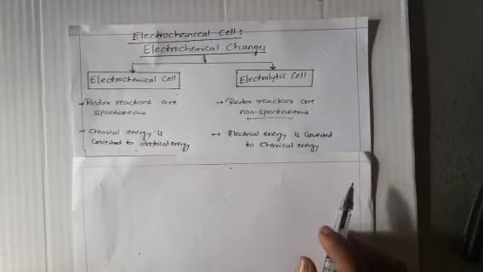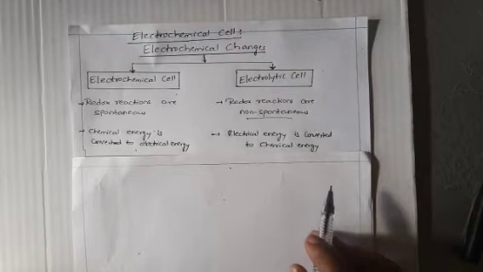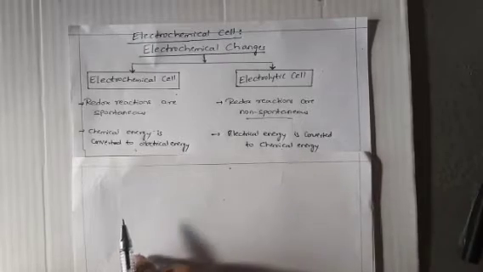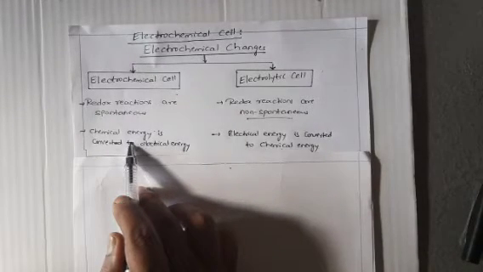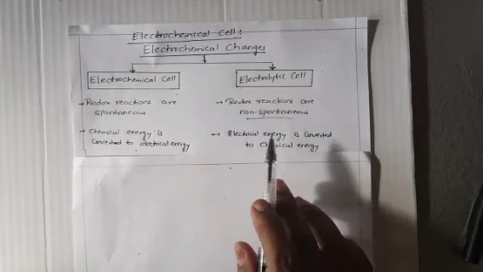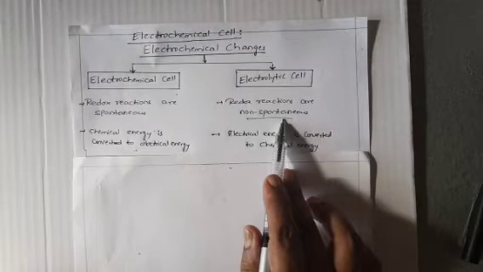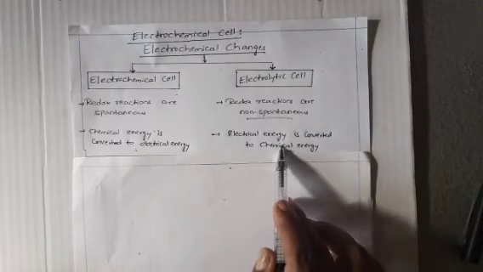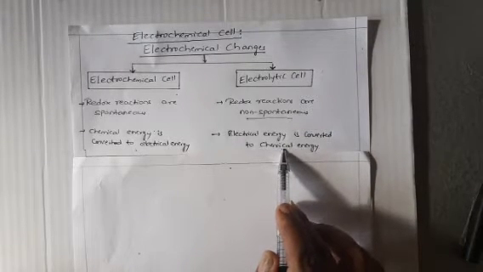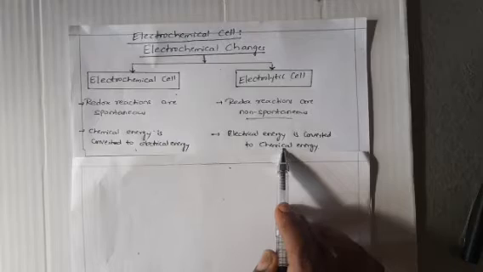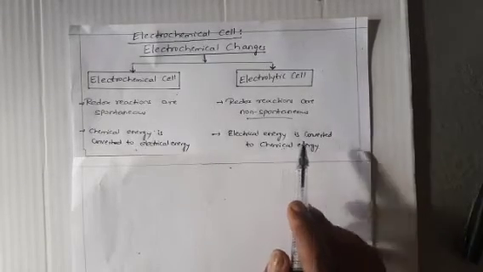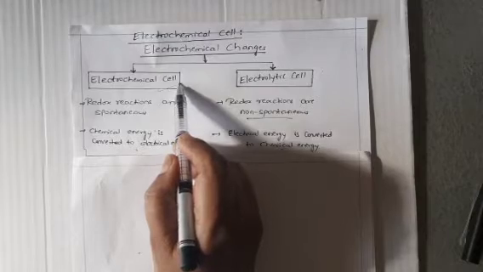So a device in which redox reactions are spontaneous and chemical energy is converted into electrical energy is called what? Electrochemical cell. And a device in which redox reactions are non-spontaneous and electrical energy is converted into chemical energy is called electrolytic cell. Or we can say passage of electricity is required to bring about redox reaction is called electrolytic cells. So today we will discuss only one type of cell, that is electrochemical cell.